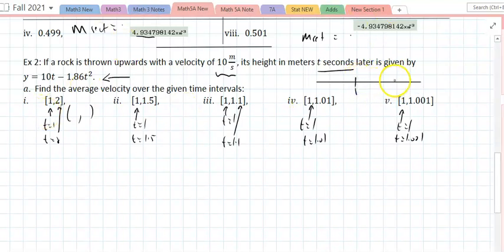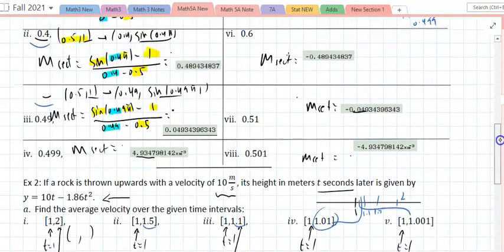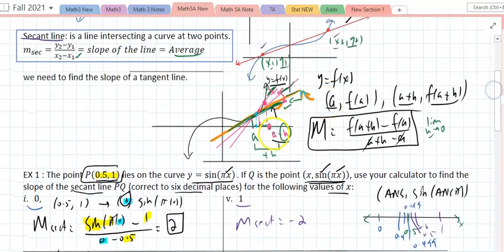On part 1, they're going to 2. The second part, they're going to 1.5. The third part, they're going to 1.1, 1.01. Then they're getting a lot closer. So this is like the idea we were talking about: you choose 1 and you add an h to it, and then you take half of h and it starts getting smaller and smaller, so that the slope of the secant will equal the slope of the tangent.